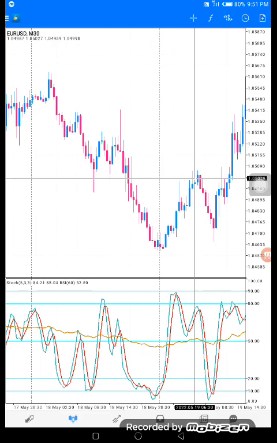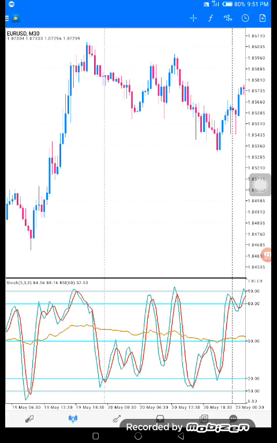If the RSI is above, which means you're looking for a buy setup, the crossover should be below the RSI. The crossover should be below the RSI for you to place a trade. The stochastic crossover should be below the RSI for you to take a trade, because you're looking for a buy setup.